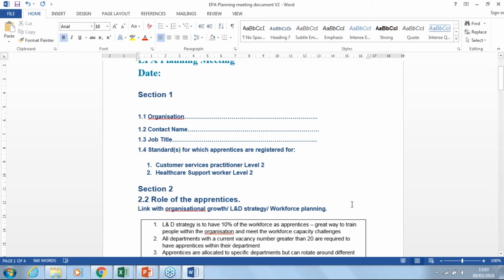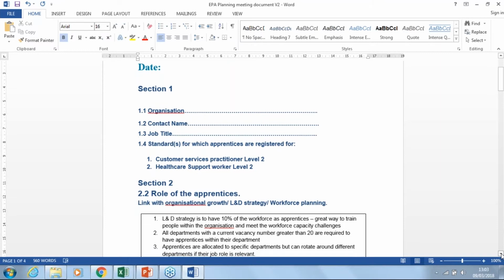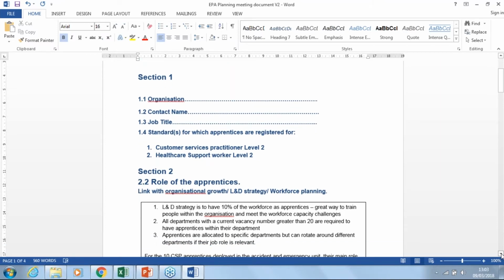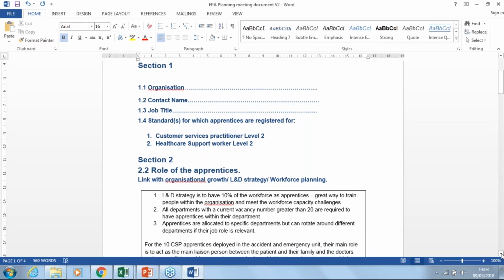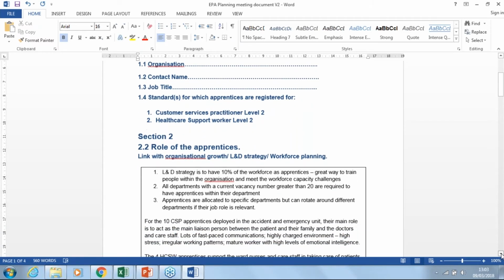Section 2 is where we try to understand the context within which the apprentice is working. And this involves a number of things. One is around the role of the apprentices. So we look at things like how does the apprenticeship strategy align with the new apprentices which are taking on. I've put in some comments there, and again, this is not based on real information. This is just an example which is made up.